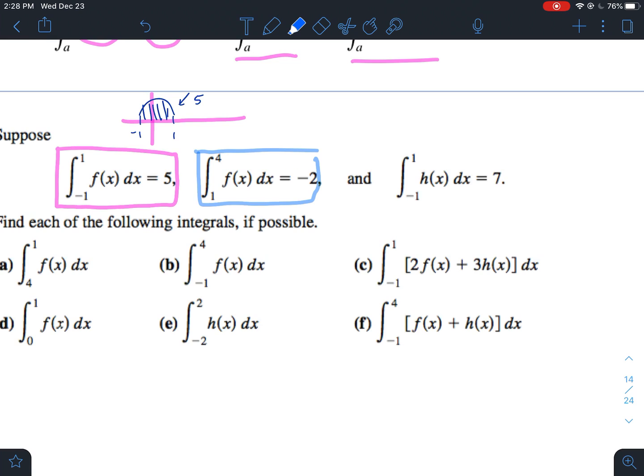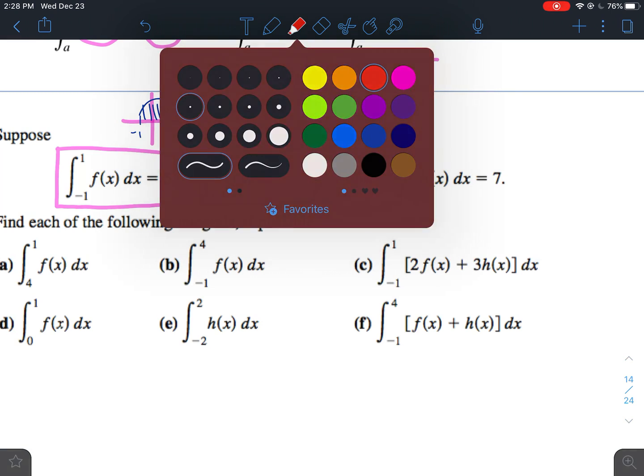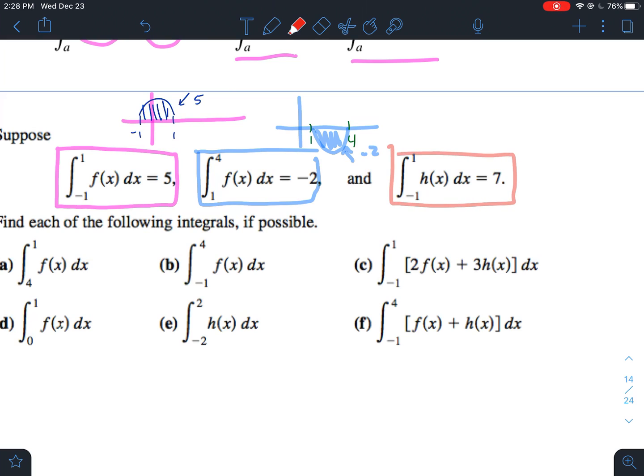That's what it's saying. And then if you integrate from 1 to 4, so starting at 1 and ending at 4, you have an area of -2, which means that it would be below. So that area could be -2.